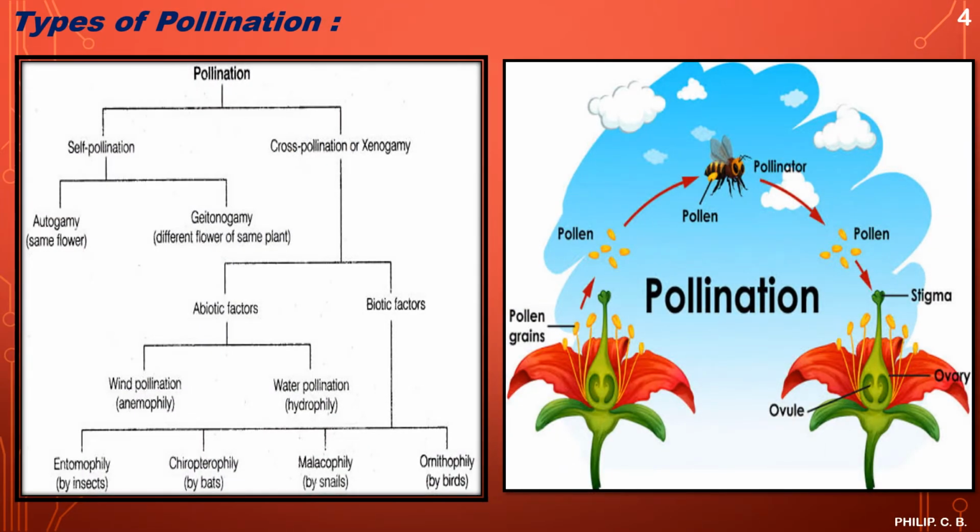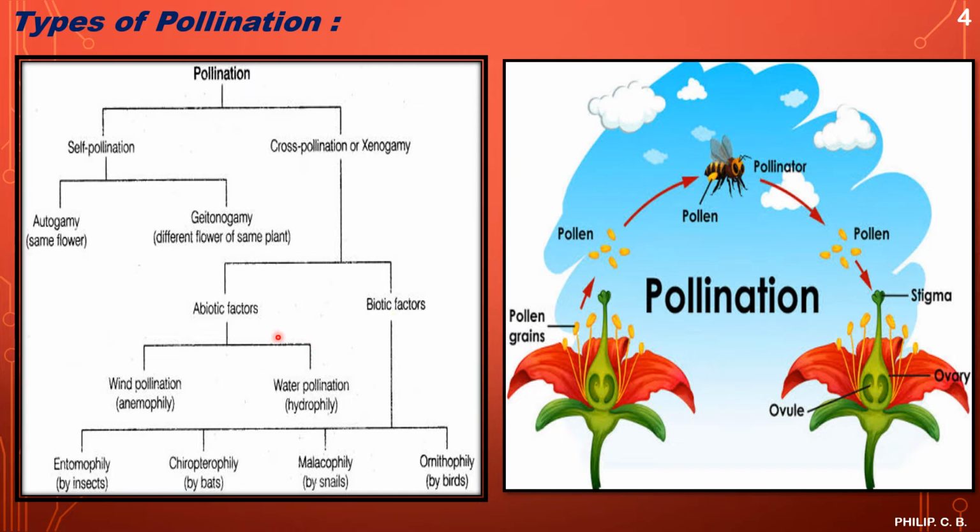Now moving further, I kept an image over here for types of pollination. So quickly into the types, which will help us to know the entire part of this video. So first, self-pollination. Second type is cross-pollination, which is also called xenogamy. Now self-pollination has 2 types. One is autogamy, that is same flower, or geitonogamy, 2 flowers of the same plant or different flower of the same plant. Whereas cross-pollination, again by abiotic or biotic factor, has different types.